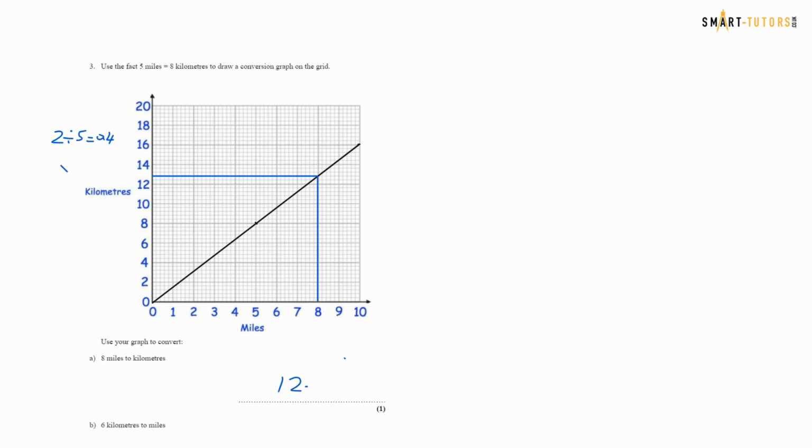So 12.8 kilometers. Now 6 kilometers to miles. What you want to do is find 6 kilometers here, and drop the line somewhere here. This is between 3 and 4. So 1 unit divided by 5 is 0.2. So 3.8 miles.